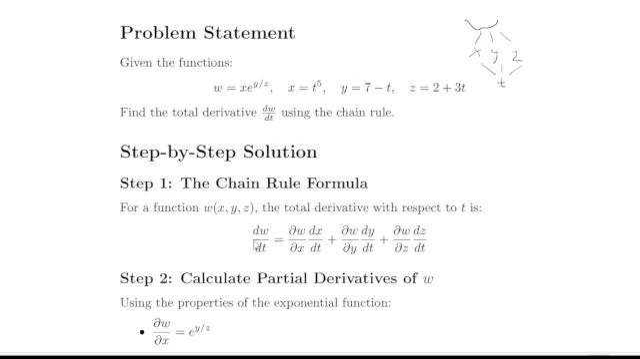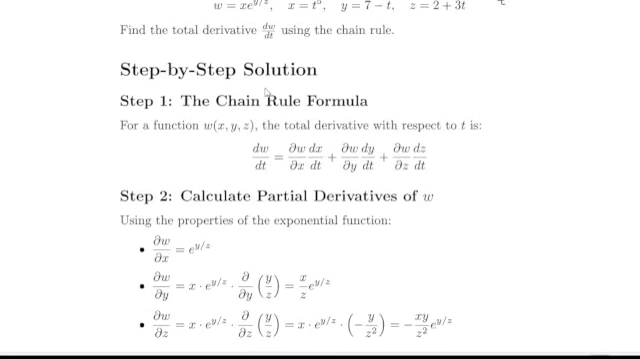And so we just need to take the partial derivatives first. So let's take the partial of w with respect to x. That's just going to be the constant, which is e to the y over z. And then w with respect to y, that's just going to be the same thing, because x is a constant, times the derivative of y over z, which is just 1 over z. So then we have x over z times e to the y over z.